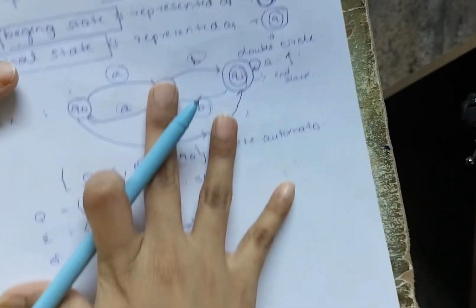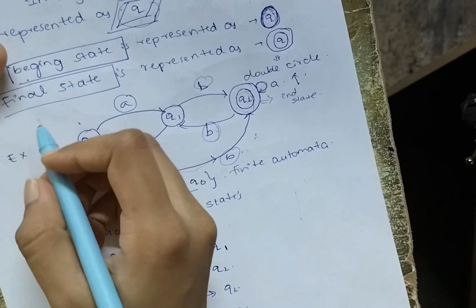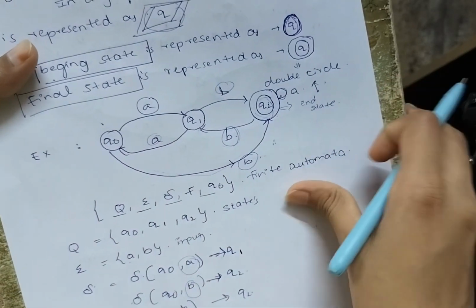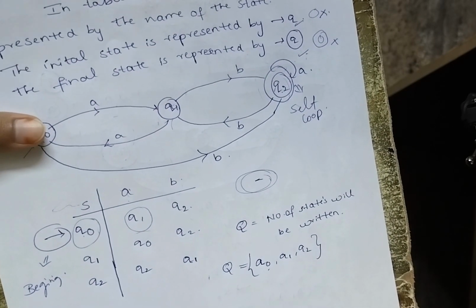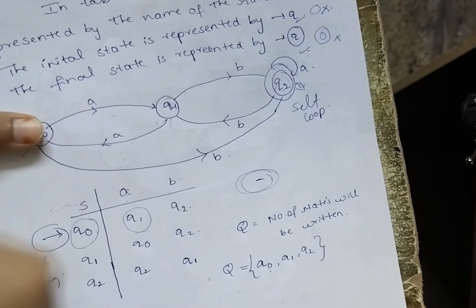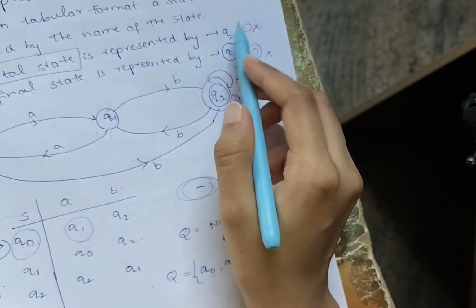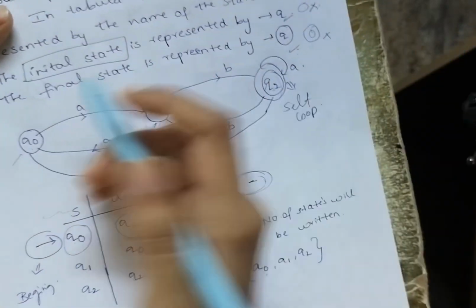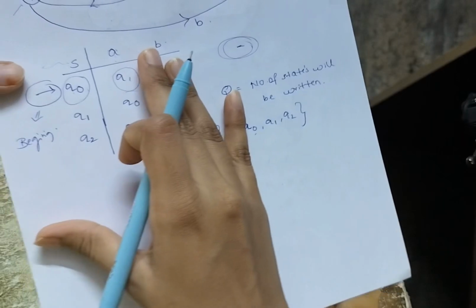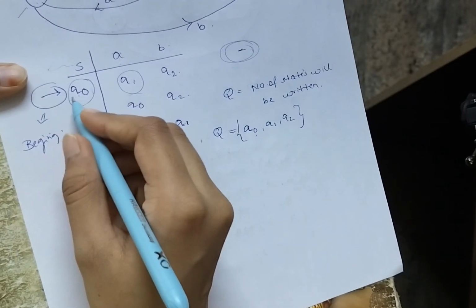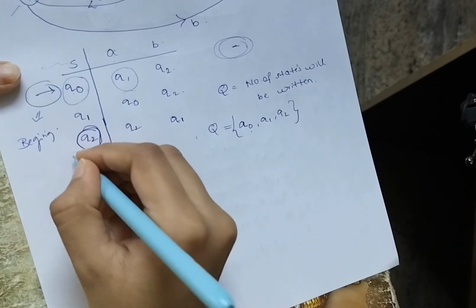Also, the important thing is that the beginning state is represented as a single circle and the final state is represented as a double circle. In the tabular representation, the initial state is represented by an arrow, with no circle, and the final state is represented by a circle. Here, the arrow explains the beginning and the circle explains the final.